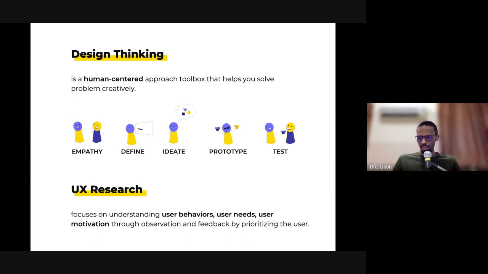Now, briefly before I wrap up, I think I have about 5 minutes left. Now, user designers, right? Let me just talk a little bit about user designers.